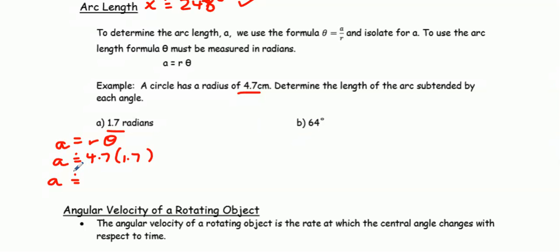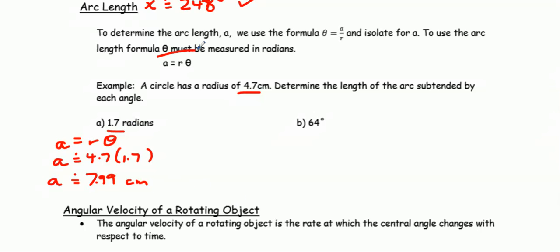And I'm just going to multiply 4.7 times 1.7 and get 7.99 approximately. A is an arc length, so we're going to go back to our radius to see what our units of measure are here, and they are centimeters.